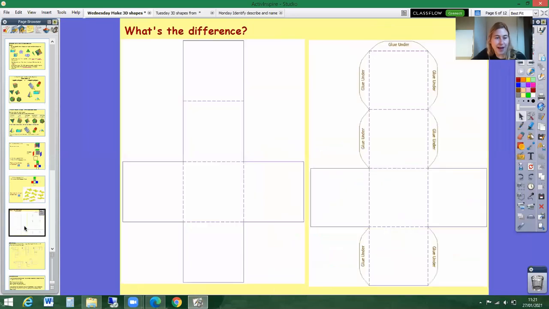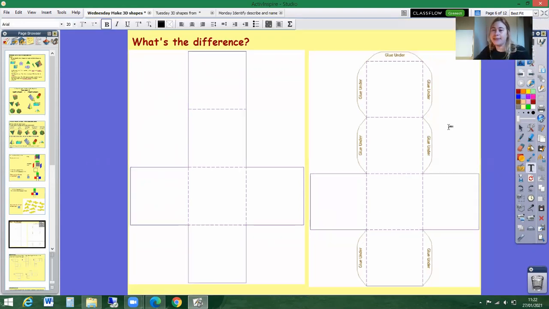Okay, cool. I'm going to skip ahead. So now I want us to think about different types of nets that you get. So pause the video and have a little look at the nets and what's the difference between them. Okay, so hopefully you can see that we've got the same shape of net, 6 faces, and we've got 4 and then 1 on either side, haven't we? But this one has got a little part called glue under, these extra bits added onto the edges of the faces, and they are called tabs.